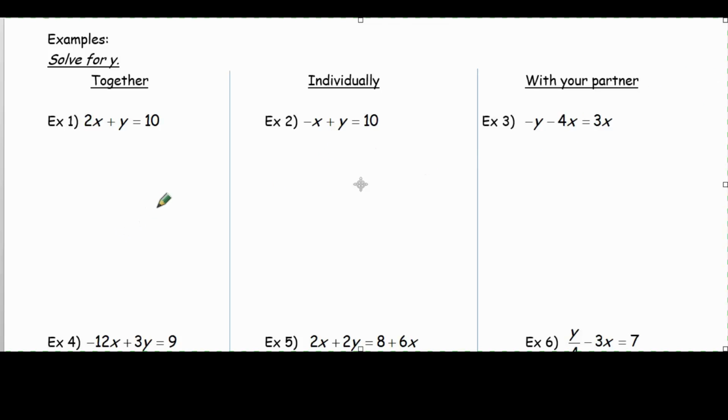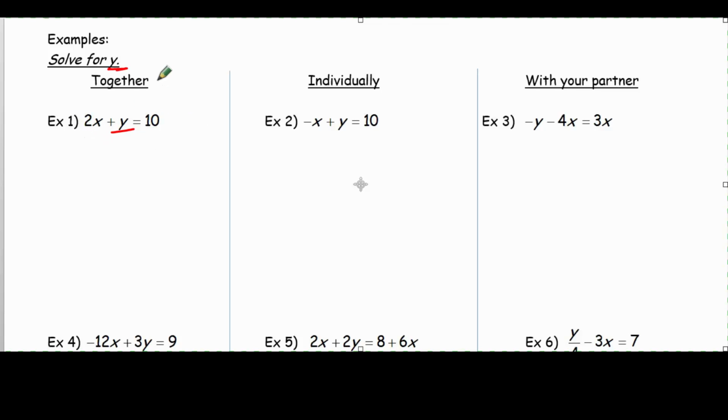Alright guys, in this video we're going to talk about how to solve an equation for a variable. So for these problems, they want us to solve for y. And it could be x, it could be y, it could be c, it really doesn't matter. And you're going to treat it just like a normal equation. So we're solving this for y, keep track of where it is. There's only one y and it's on the left hand side.